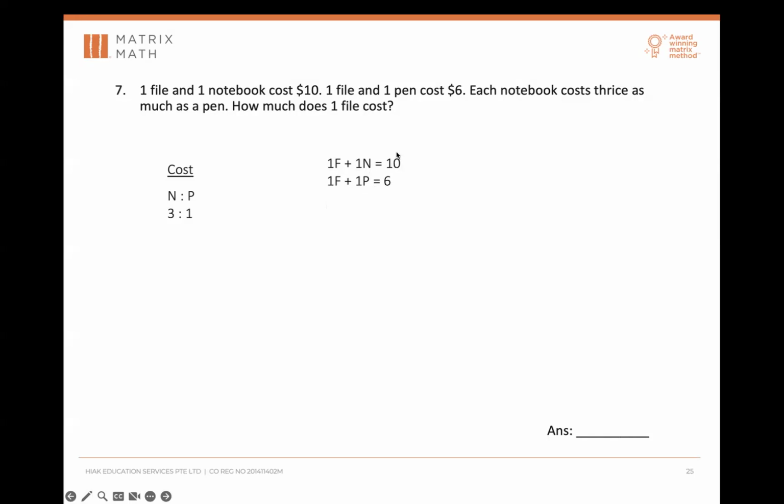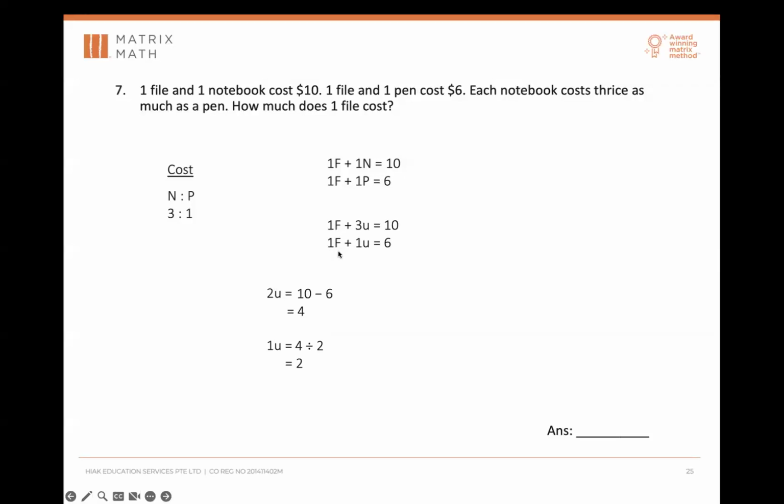So you subtract the bigger number, 10 minus 6, and you also subtract 3 units minus 1 unit. 3 units refers to the notebook, 1 unit refers to the pen. Then you subtract one file, with one file you get nothing. So on the left side, after you subtract the second statement from the first statement, you get 3 units for notebook minus 1 unit for the pen, you get 2 units. 10 minus 6, you get 4. So 2 units is equal to 4, so 1 unit is equal to 2.